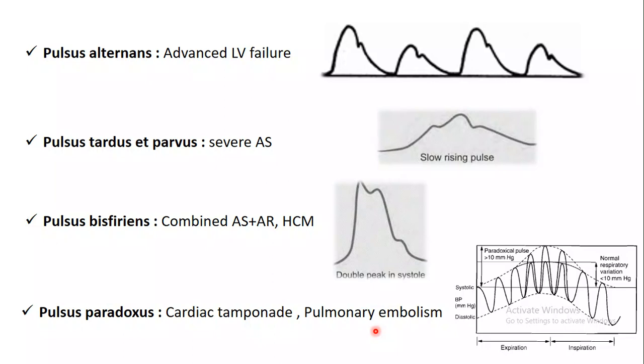This actually might be hard to pick during just pulse palpation while the patient is taking inspiration. It could be more appreciated using the cuff of blood pressure and recording the systolic blood pressure of the patient, then asking the patient to take deep inspiration and then gradually deflating the cuff and taking the record of systolic blood pressure after deep inspiration. If there is a drop of more than 10 millimeter mercury, this actually diagnoses pulsus paradoxus.